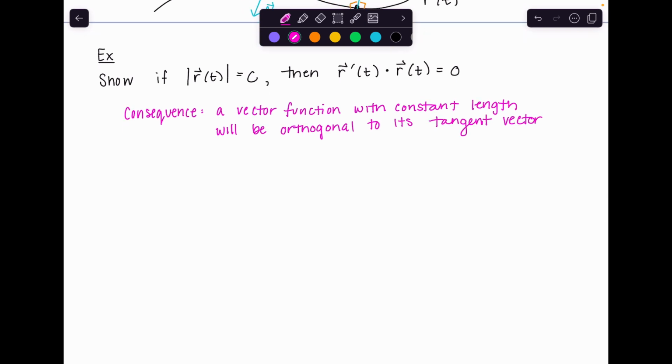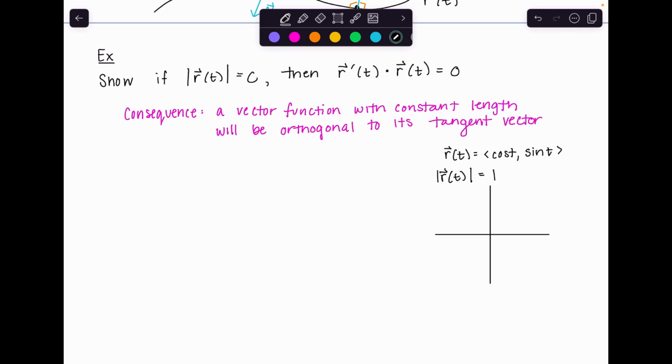So just to give you an example of this, to see why this is the case, think back to the vector function r of t being cosine of t, sine of t. If you take the length of this, it's the square root of cosine squared plus sine squared. That simplifies to the square root of 1. So the length of this vector is always 1. And that makes sense because this traces out the unit circle. So this is our vector function r of t. Every single time you pick a t value, the length of this vector here is always going to be 1.